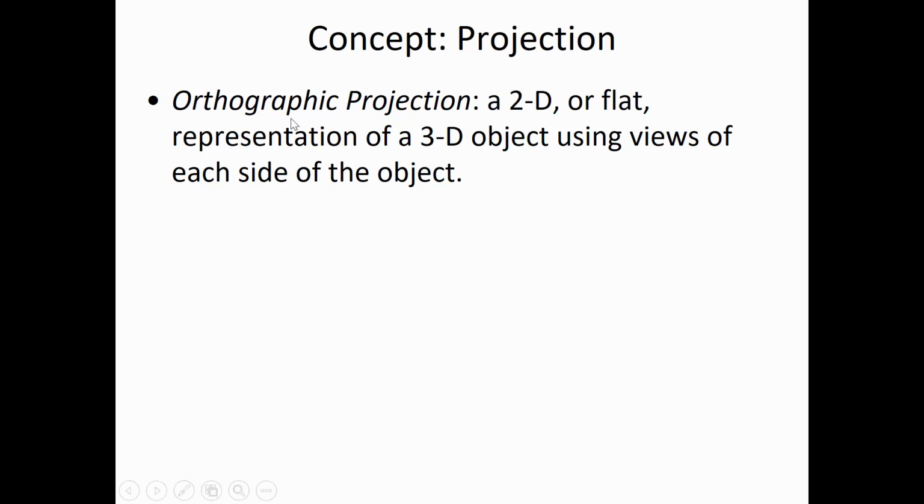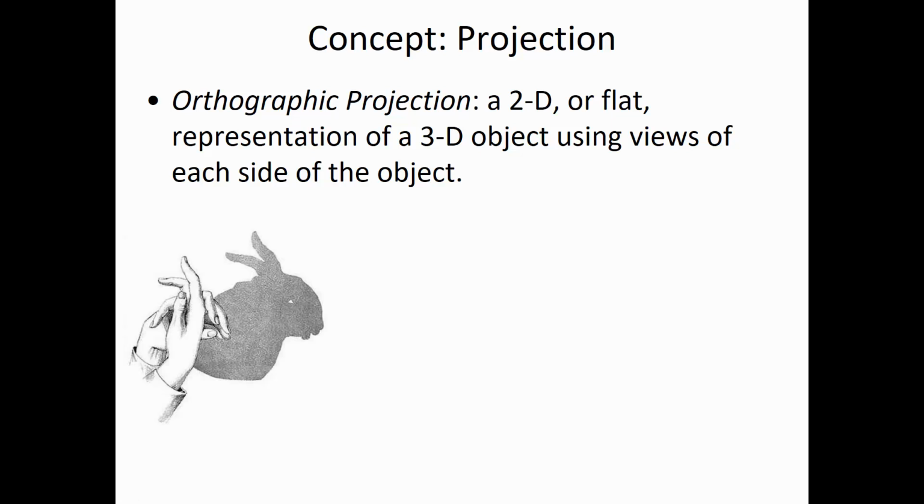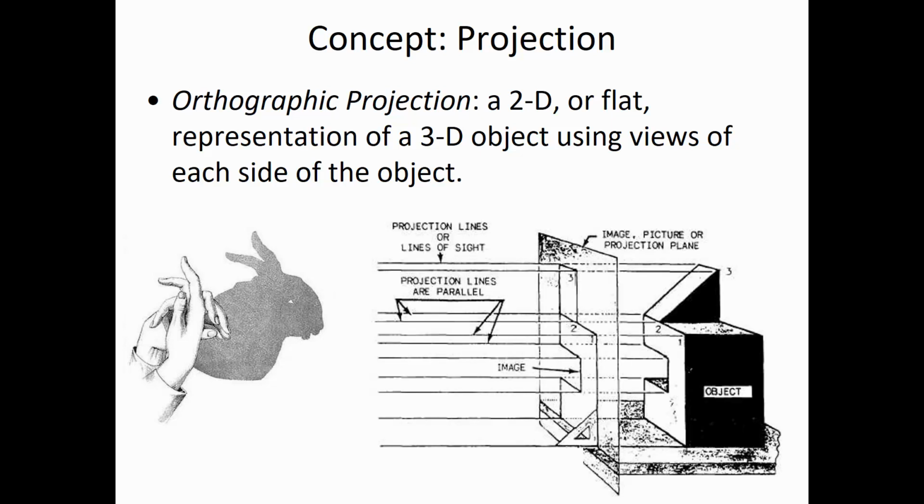All right, so a projection is a 2D representation of a 3D object. As an illustration, I think everybody has at one point done this sort of thing where you put your hands in front of a flashlight and look at the shadows that it projects. That's an example of a 3D object and the shape that it traces when you're doing a projection.